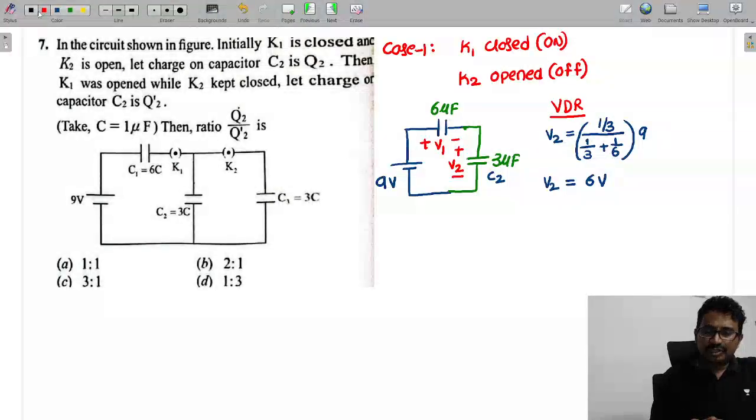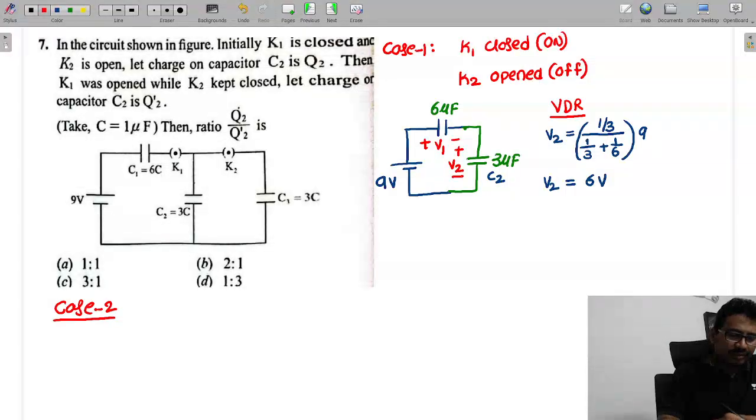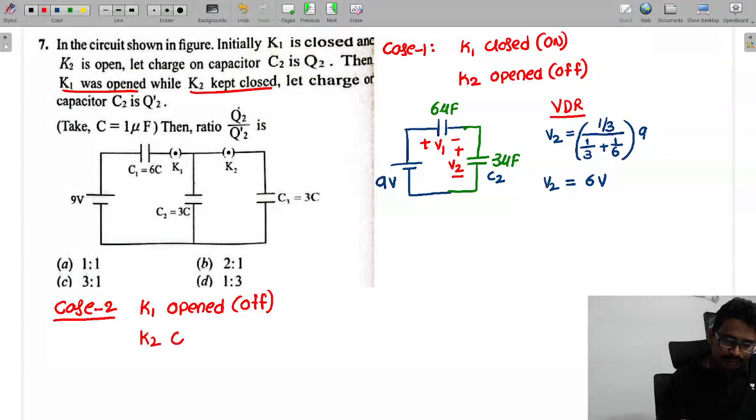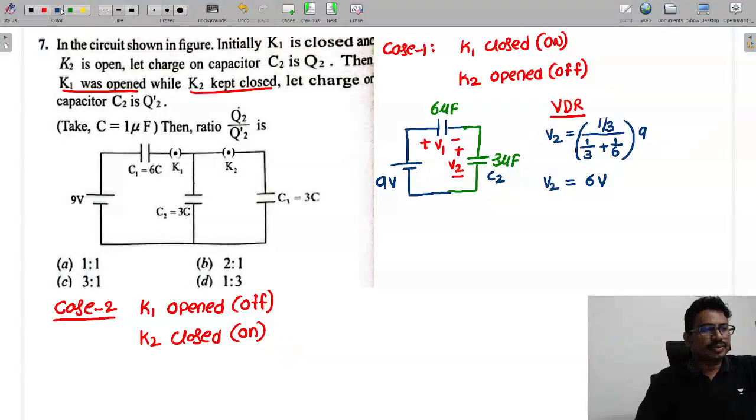In case 2, what did they do? In the second case, they are saying that now K1 is open, K2 is closed. K1 open. Open means what? Tell me, off state. And K2 is closed. Closed means what? Tell me, on state. Now draw the circuit here.